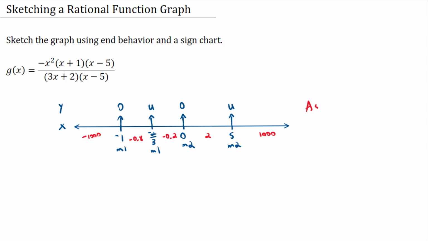So for our left end behavior, as x goes to negative infinity, y also goes to negative infinity. Okay, let's go ahead and investigate our right end behavior as x goes to positive infinity.